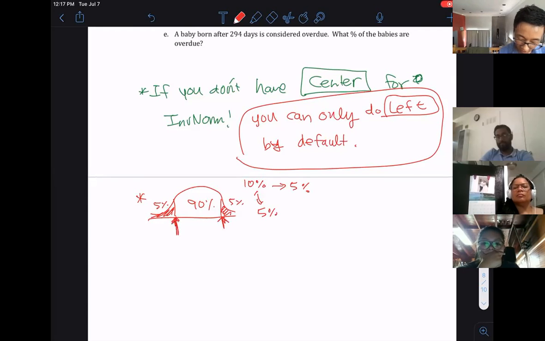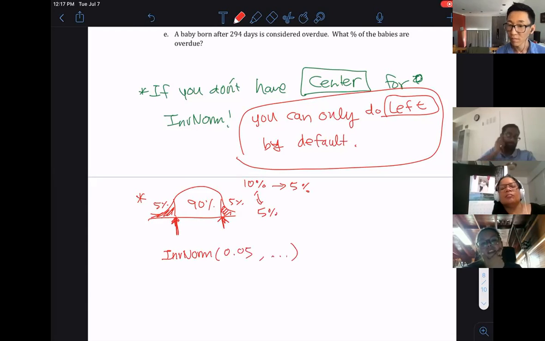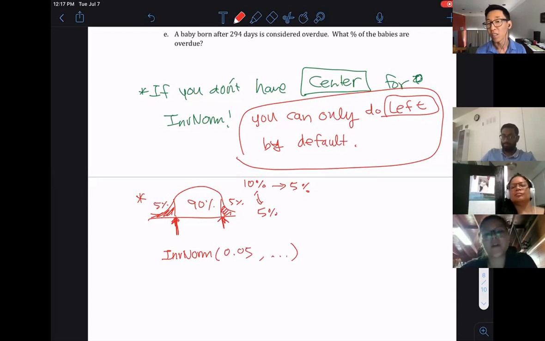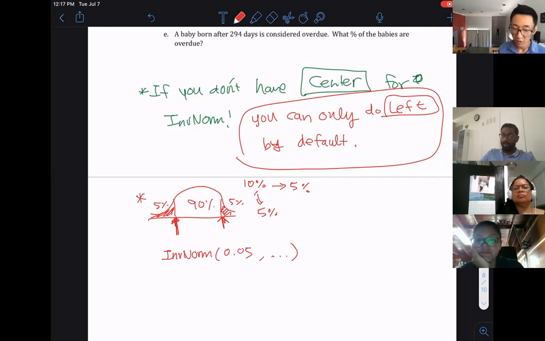So in order to calculate this one, I have to do inf norm 0.05 and so on. I see. So instead of doing 90 and center, I just have to do 0.05 and it'll do it for us. It only does center. So every center question, I can convert to a left question. Do you see what I mean? Got it. It's weird, but it just takes an extra step.